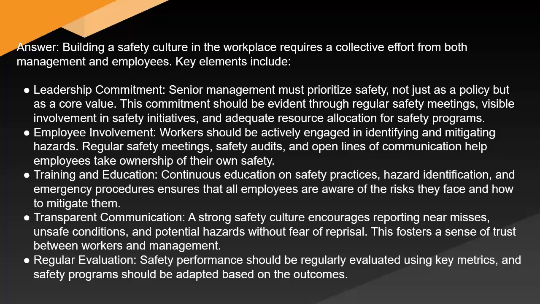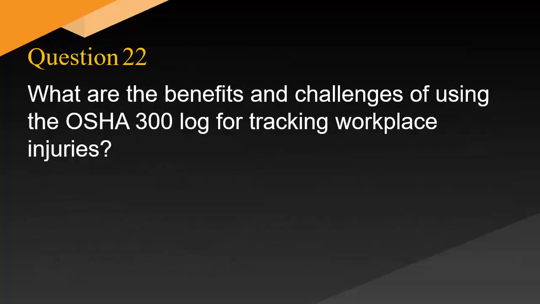Transparent communication. A strong safety culture encourages reporting near misses, unsafe conditions, and potential hazards without fear of reprisal. This fosters a sense of trust between workers and management. Regular evaluation. Safety performance should be regularly evaluated using key metrics, and safety programs should be adapted based on the outcomes. What are the benefits and challenges of using the OSHA 300 log for tracking workplace injuries?